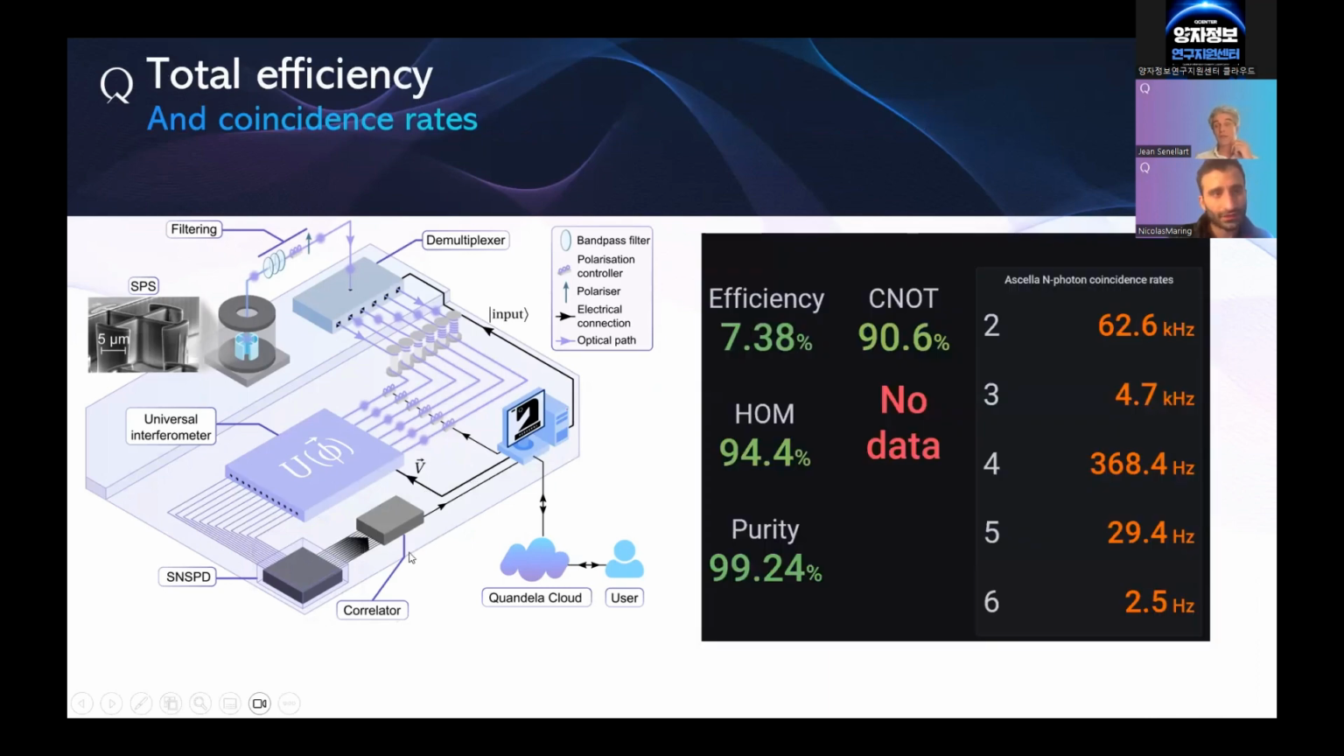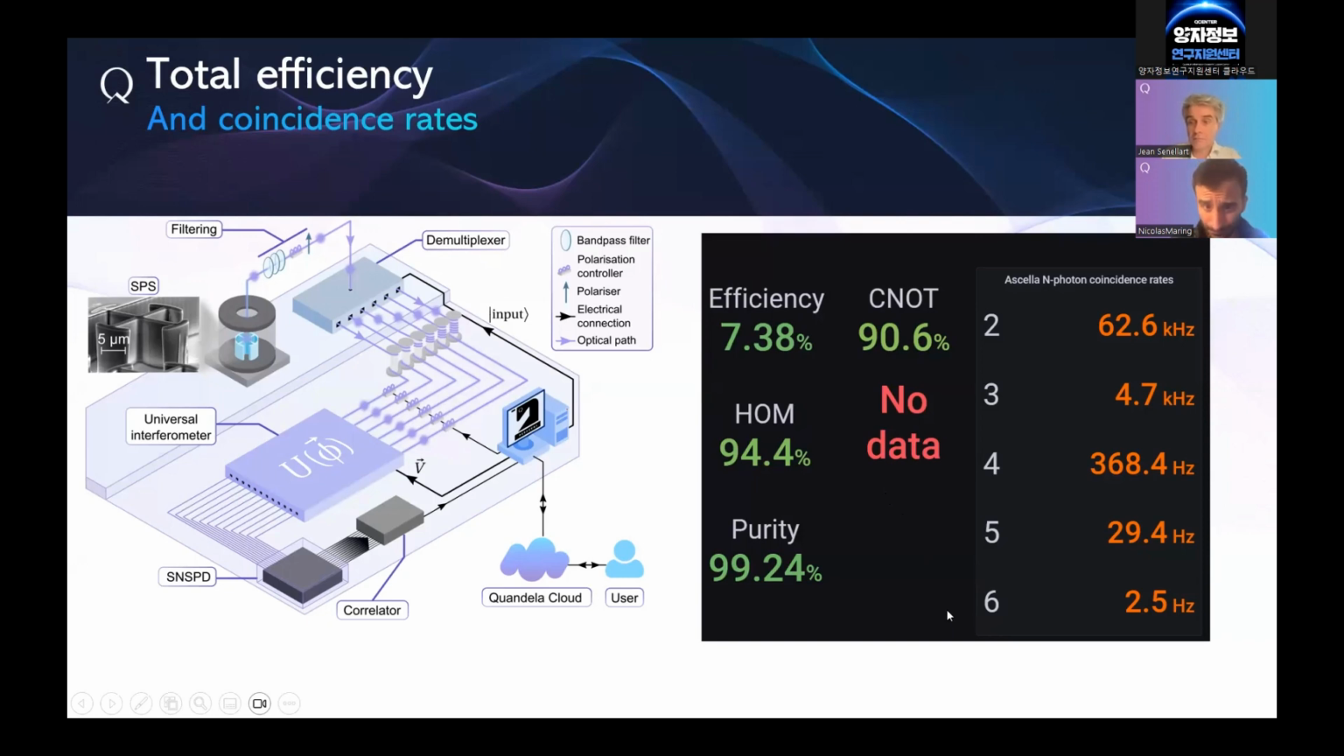The main metrics that we have on La Scala, one very important one is the efficiency. It doesn't look very high, but it is actually a state-of-the-art experiment, with close to 8% total efficiency. This allows us to measure up to 6 photon coincidences, and you see how very fast this decreases. As was discussed before, the goal is mainly to reduce these losses, to go to a higher number of qubits, a higher number of photons, and improve these coincidence rates.